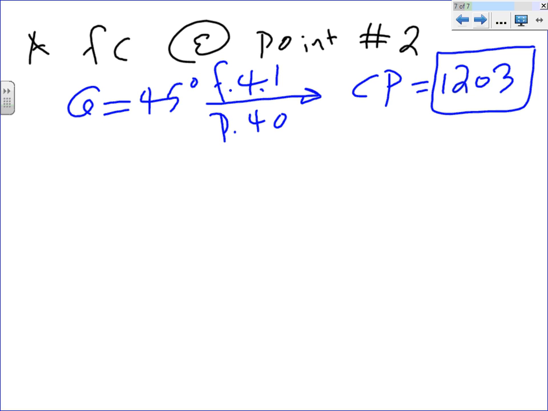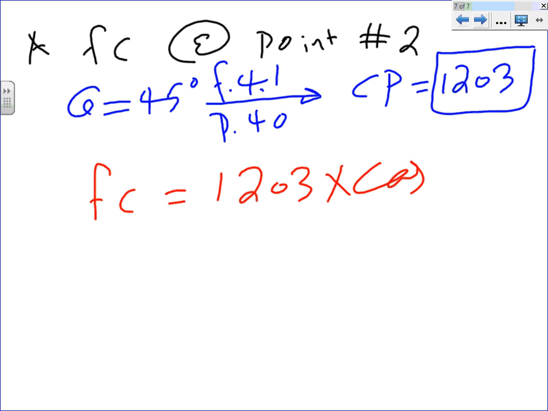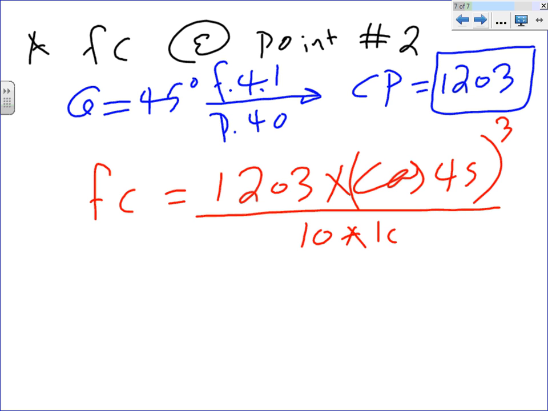Done. Right? What's next? Next is foot candle equals, remember the formula, guys, I wrote it multiple times. It equals 1203 times cosine 45 raised to the power 3 divided by 10 times 10. Don't forget the maintenance factor too, 0.9. Who's going to give me that number?